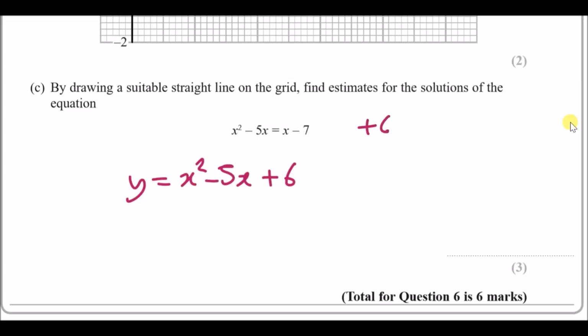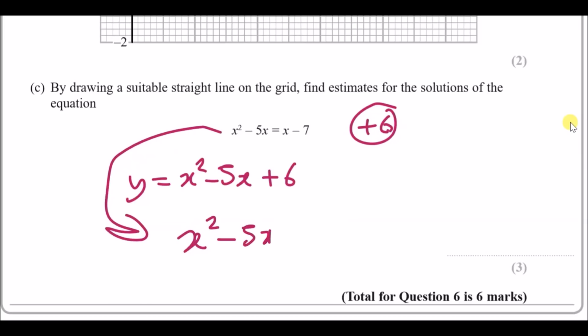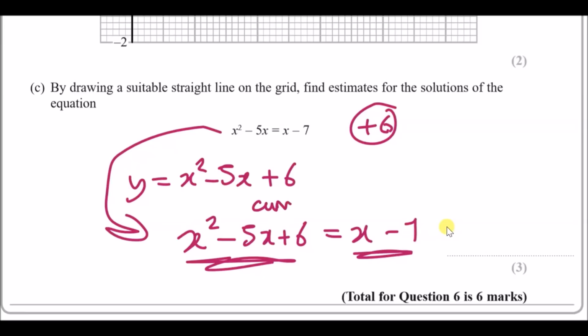Plus 6 across. So what happens here, it now becomes x squared minus 5x plus 6 equals 7 minus 6, which is 1... and there we have it. So what they're trying to say is to show when this curve equals this straight line. So the curve intersecting with a straight line.